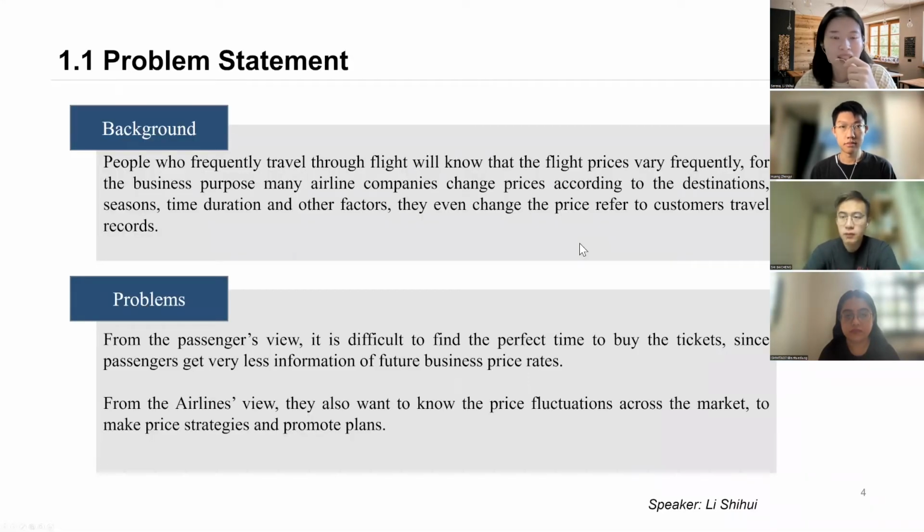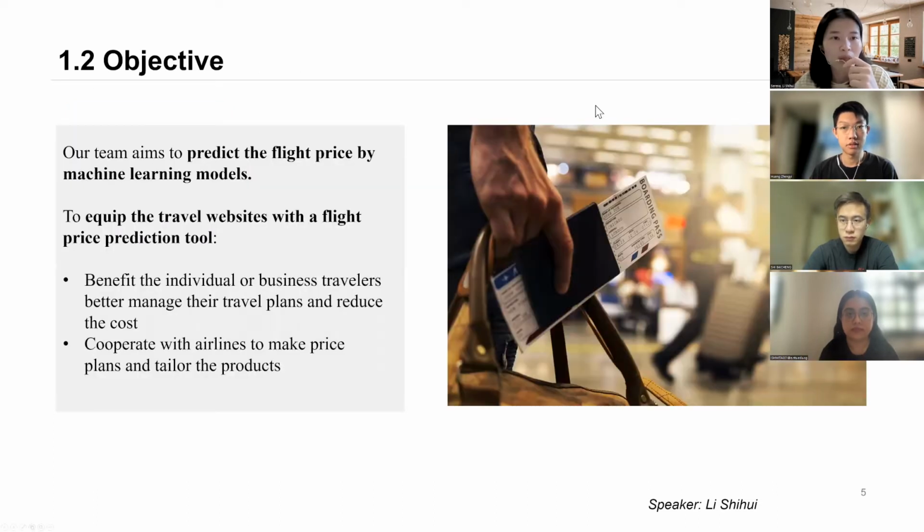Also, COVID has made us fly less, but people who frequently travel will know that flight prices vary frequently. For business purposes, airlines change prices according to many factors like destinations, seasons, and so on. In this case, from the passenger view, it's difficult to find the perfect time to buy tickets because they get very little information on future price rates. From the airline's view, they also want to know the price fluctuations across markets so that they can make the best strategies. Our team aims to predict the flight price with machine learning models.